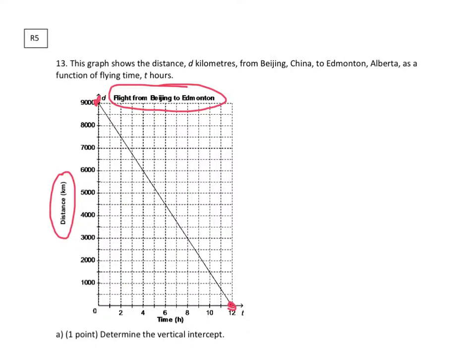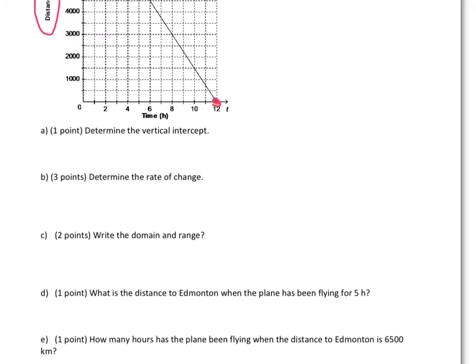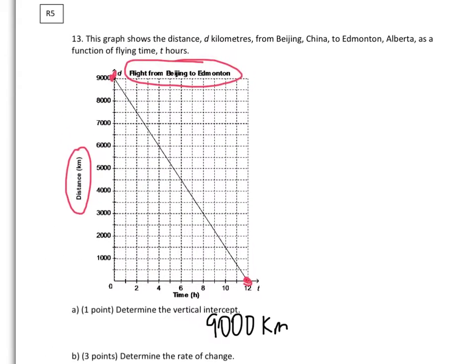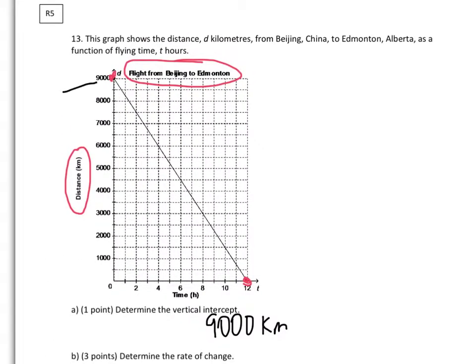Okay, let's answer these questions one by one. Determine the vertical intercept. The vertical intercept, that's 9,000, or 9,000 kilometers. How do I know that? Well, let's take a look at the graph. The vertical intercept is the point where the graph of the function intersects the vertical axis.